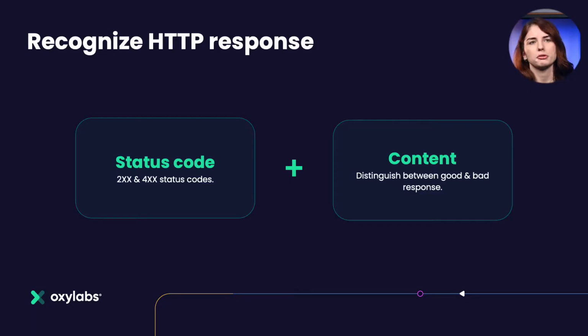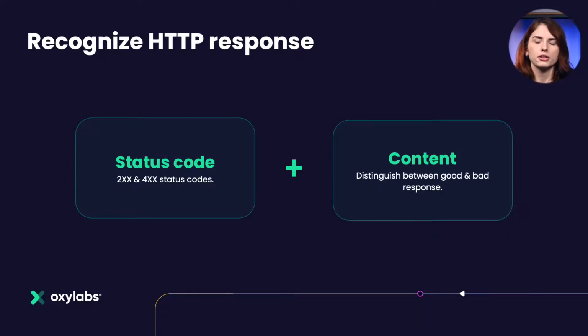So now I would like to talk about recognizing the HTTP response. When talking about the HTTP response, I would like to split it in two parts, which are status code and content. Talking about status code, in general, if the target website returns 200, which is success, or 400, which is client error status codes, we can tell that the request turned out okay. However, certain websites may return good content along with an uncommon status code, so you should be aware of that.